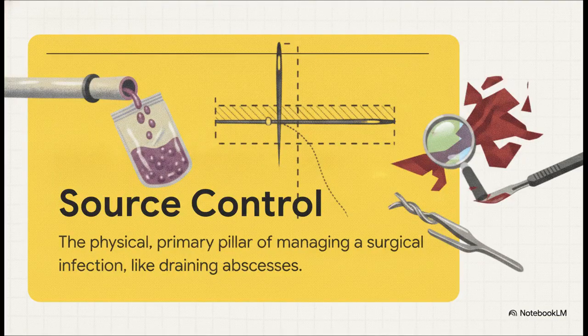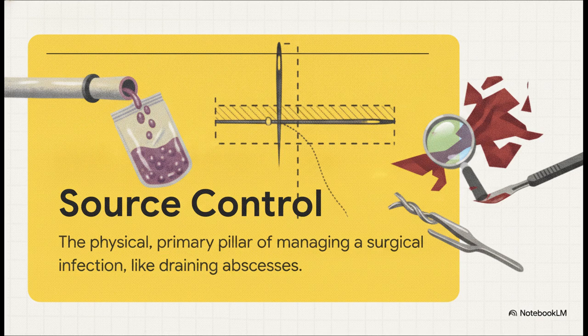Question 5. Source control refers to A. Drainage of purulent material, B. Debridement of devitalized tissue and removal of foreign bodies, C. Fixing the underlying cause of infection, or D. All of the above. D is the winner, all of the above.